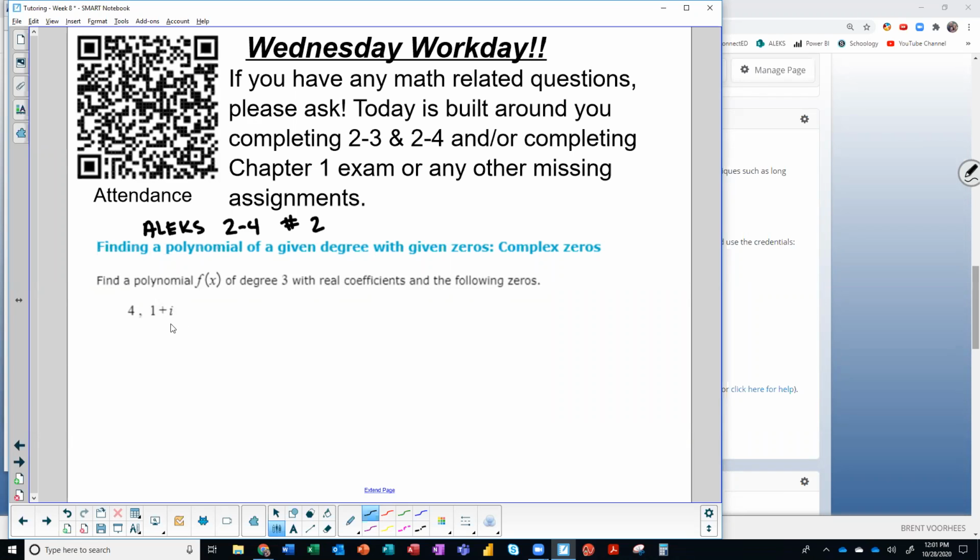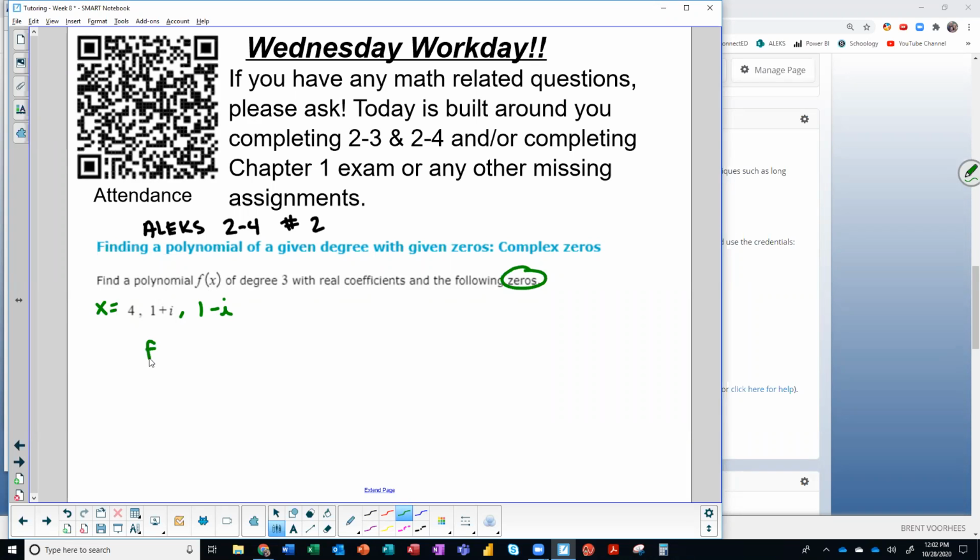There's a piece of knowledge that it expects you to know, and that's that every time you have what's called an imaginary or a complex zero, they come in pairs. So if you have a 1 plus i, that means you're also going to have a 1 minus i. Since they're saying these are zeros, that kind of means that x equals these numbers, 4, 1 plus i, and 1 minus i. So the first thing I'm going to do is write this in factored form.